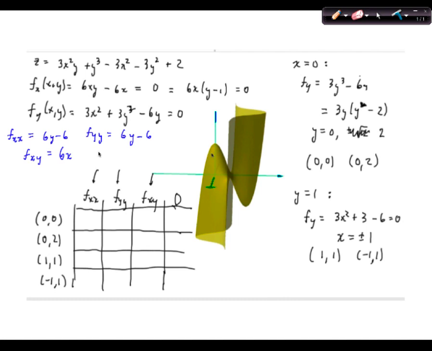So now, at the point 0, 0, what is fxx? We only need y for that, and we get minus 6. So check my math. And then at 0, 0, fyy is also minus 6. fxy is 0. The discriminant is positive 36. Is that right?